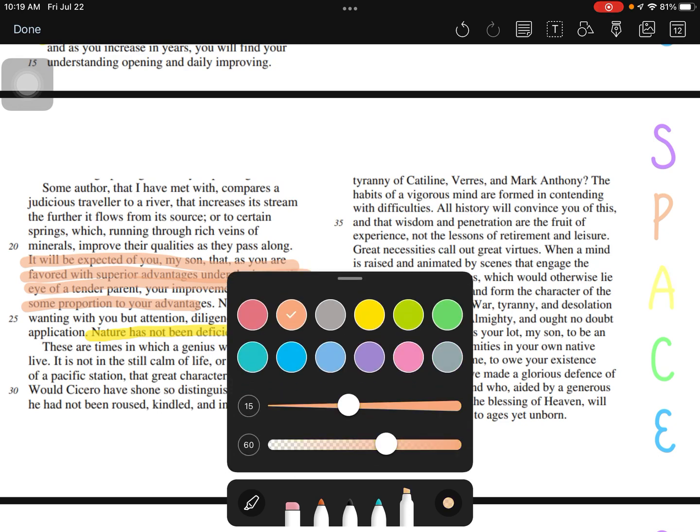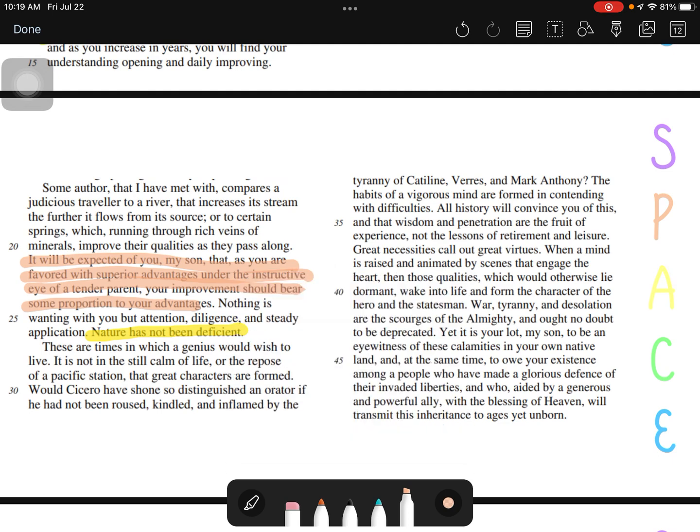So in this paragraph, for me, it is further developing her purpose and her context. So let's start with the purpose. I think she kind of summarizes the advice she has for her son really well in this sentence. She says, all history will convince you of this, and that wisdom and penetration are the gifts of experience, not the lessons of retirement and leisure.